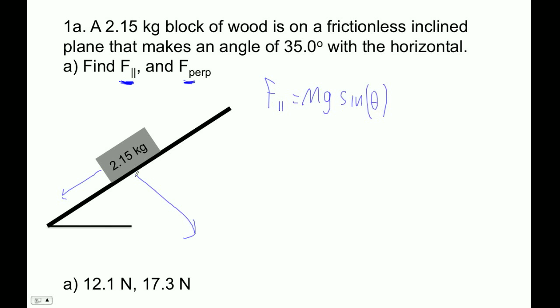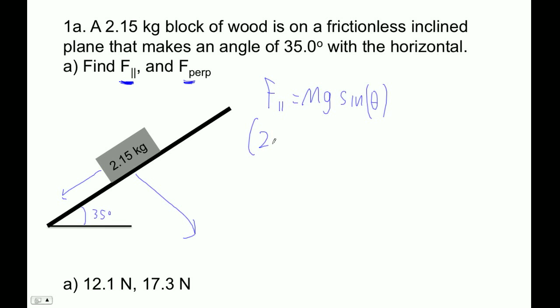And the way you remember this is, of course, if this angle here, which is 35 degrees, ever became zero, there'd be zero force parallel to the plane. This is why we make our floors level, because we don't want marbles to roll along the floor, right? So sine of zero is zero, so that's the trig function, right?